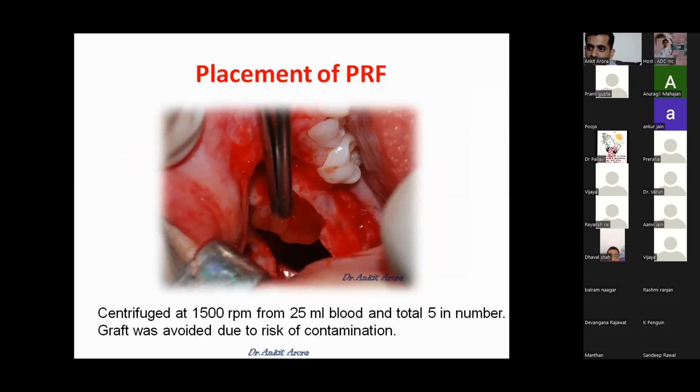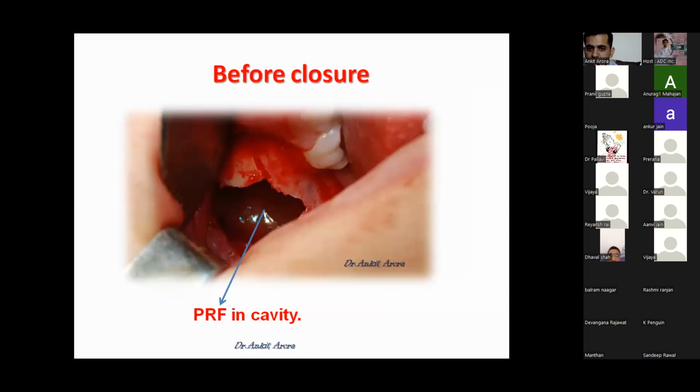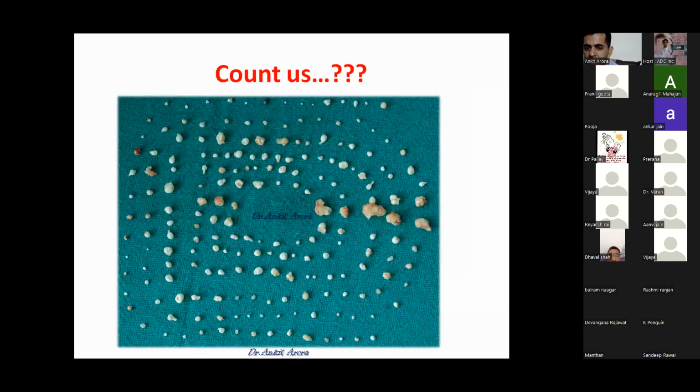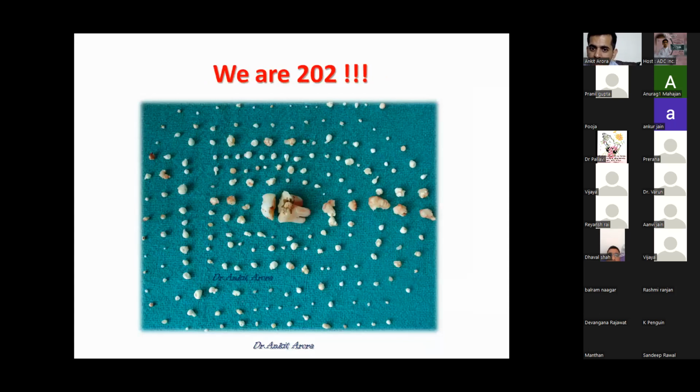We basically avoided a graft because the patient was young, and the graft would have been in direct continuation with the inferior alveolar nerve. So this is how the PRF in the cavity looks, and this is the tooth which we removed, properly divided.